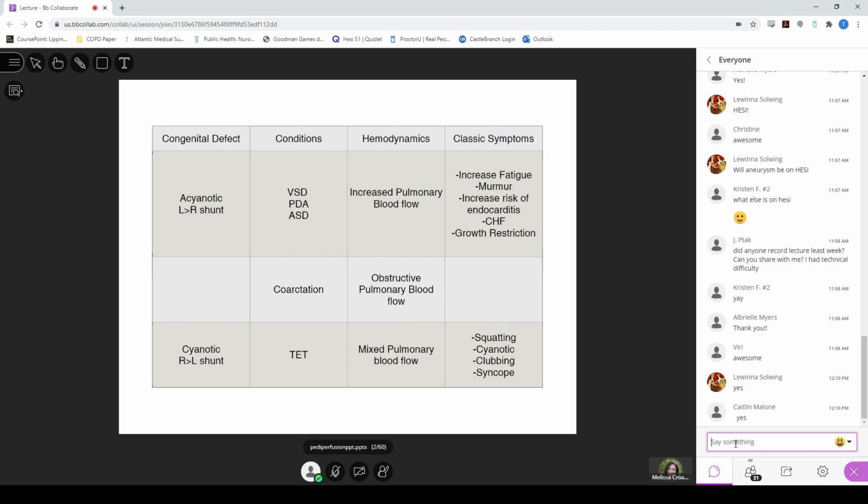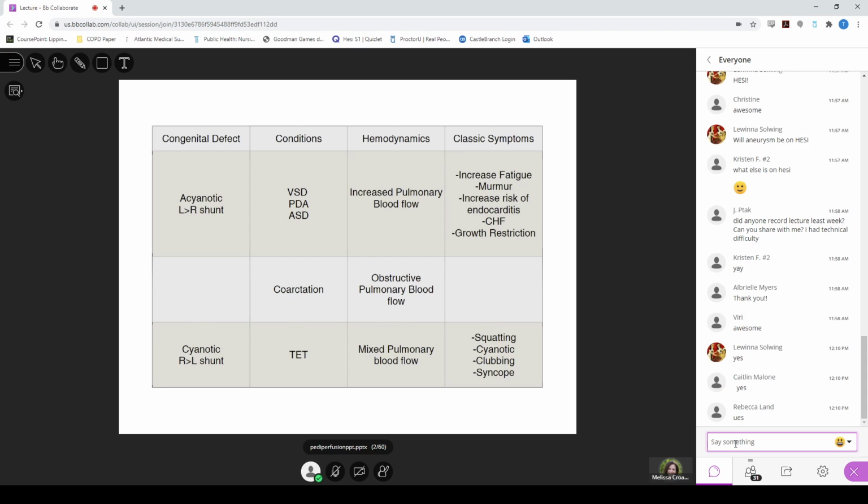So congenital heart defects, you have cyanotic and acyanotic. Acyanotic shunt from left to right, so the blood shunts from the left side to the right side. These are your ventricular septal defects, your PDAs, your patent ductus arteriosus, your atrial septal defects. These increase pulmonary blood flow. So these symptoms are the fatigue, murmur, the increased risk of carditis, and congestive heart failure, and they have a lot of growth restriction.